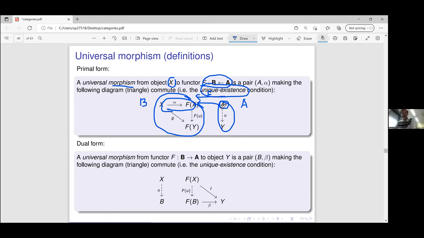The key point is that this arrow exists, and it's unique. That's the reason for the dotted line here. It says it's not just any arrow. It's the arrow that makes this commutativity condition. It's a unique arrow that satisfies this commutativity condition.